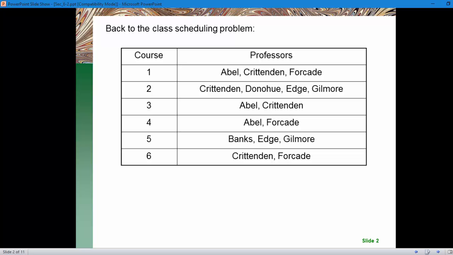If we're able to find a system of distinct representatives, that means that we're able to solve the matching problem. In other words, we would have a letter assigned to each course that was different from the other ones. So this guaranteed that we had a professor assigned to only one course and one course to only one professor. If you remember, we were not able to find an SDR for this particular problem.